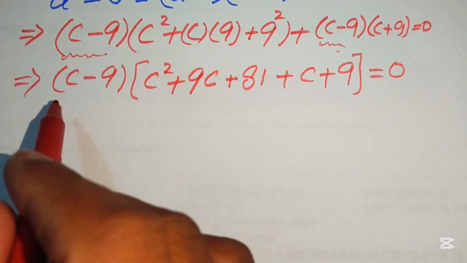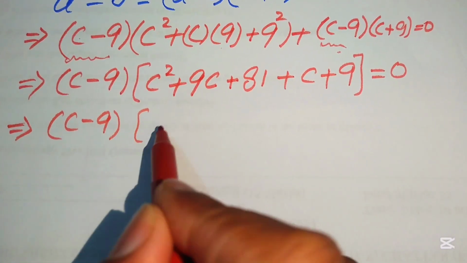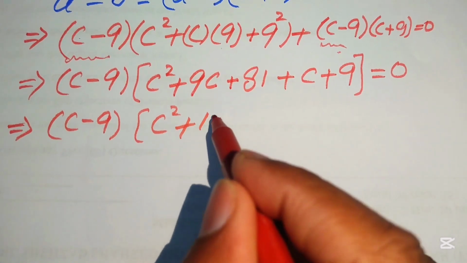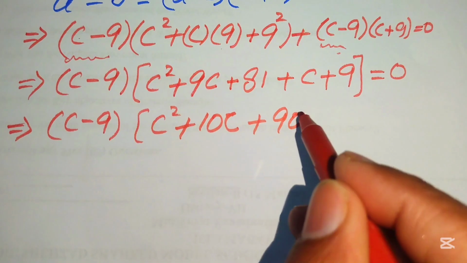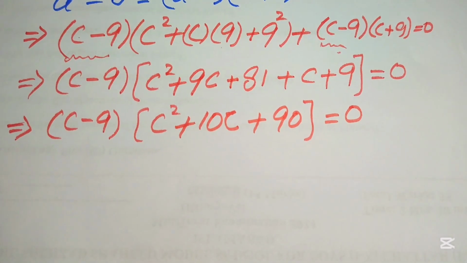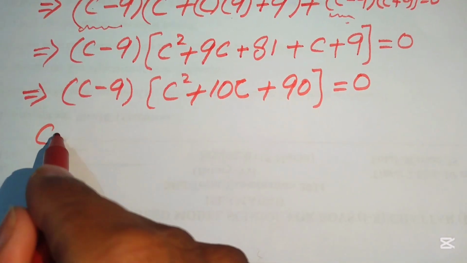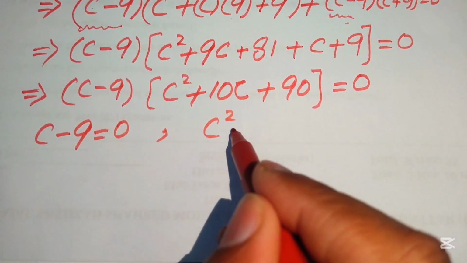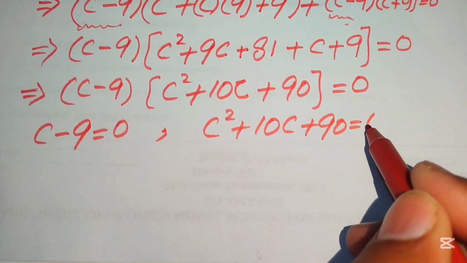Okay, so after this step we need some simplification, so that we write it as (c - 9)(c² + 10c + 90) = 0. Here, 9c + c becomes 10c, and 81 + 9 equals 90. After this step we need to break this equation into two cases. Our first case is c - 9 = 0, and the second case is c² + 10c + 90 = 0.